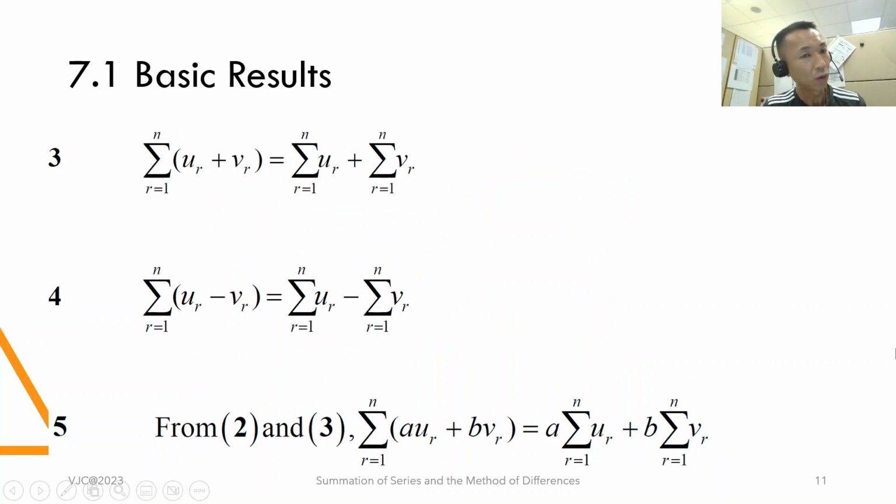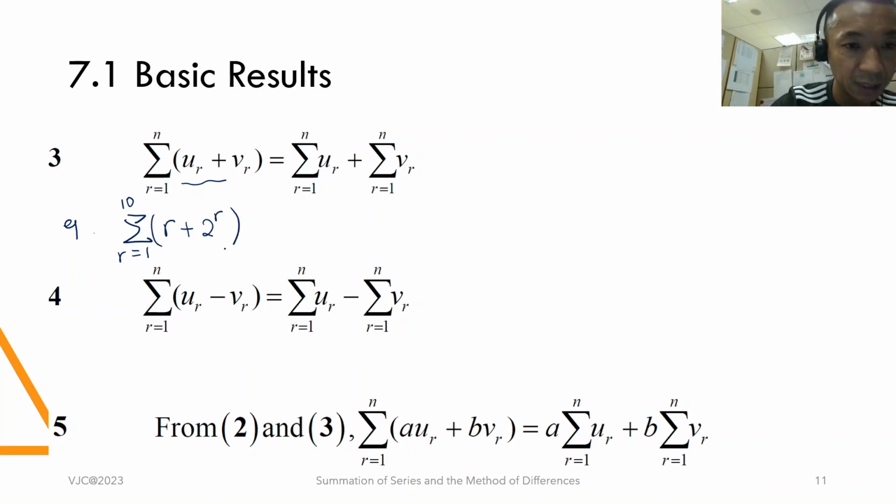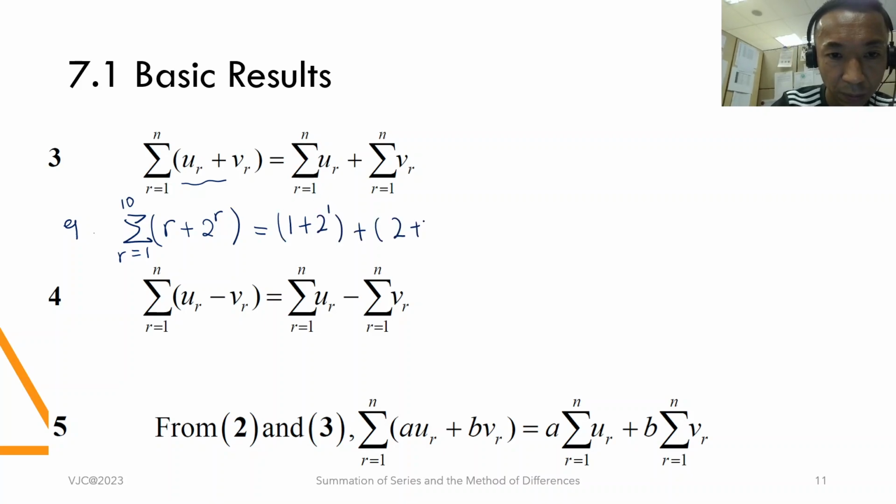Result number 3. Suppose you have two summations like that in a bracket. All right, I give you a quick example. Let's say r equals 1 to 10, correct? And you want r plus, say, 2 to the power r. Now, whether you write it as 1 plus 2 to the power 1, plus 2 plus 2 to the power 2, plus 3 plus 2 to the power 3, blah, blah, blah.